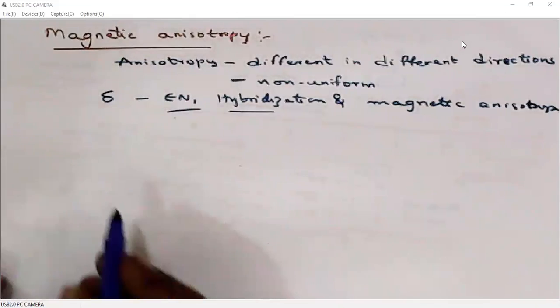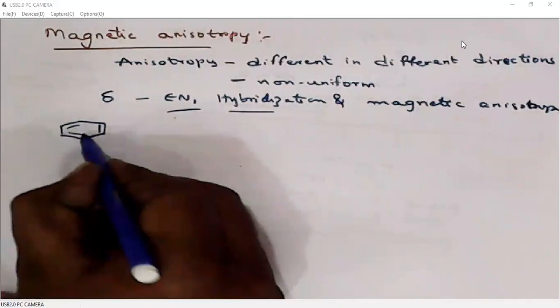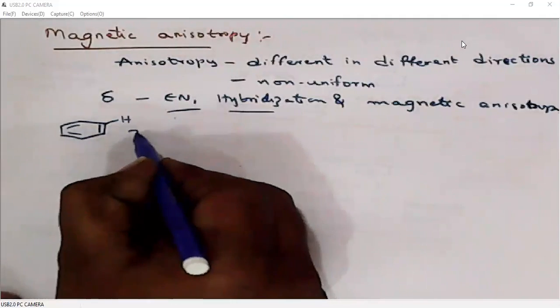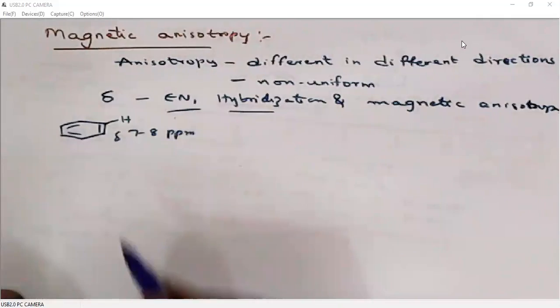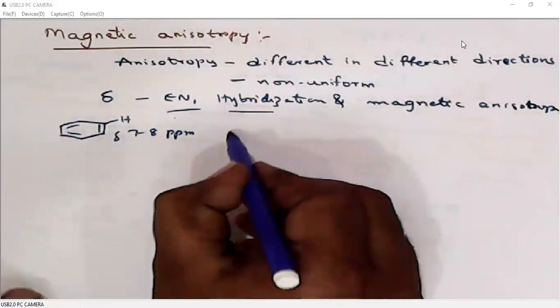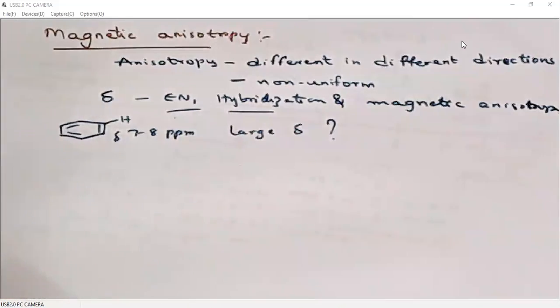For example, take benzene. We said its delta value is between 7 and 8 ppm. Why is it giving such a large delta value? This is explained based on the anisotropic effect. What is the anisotropic effect?